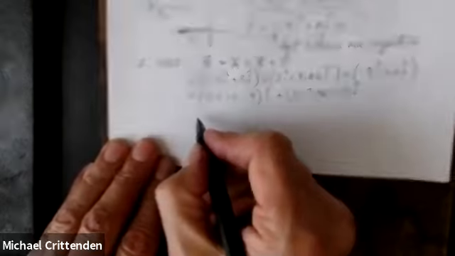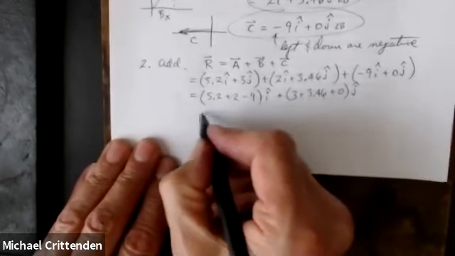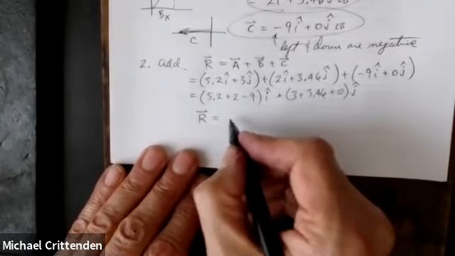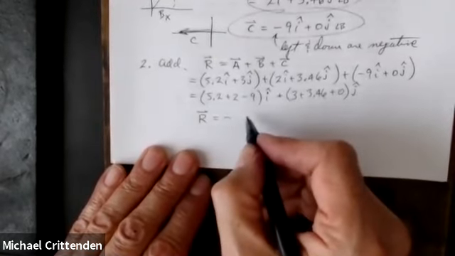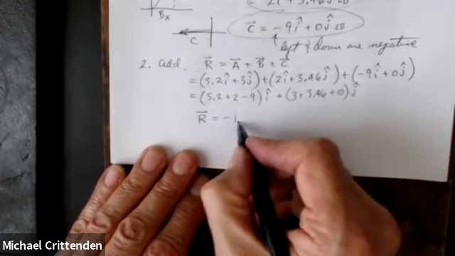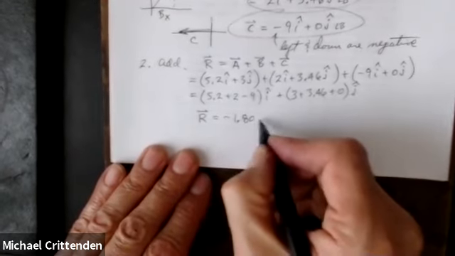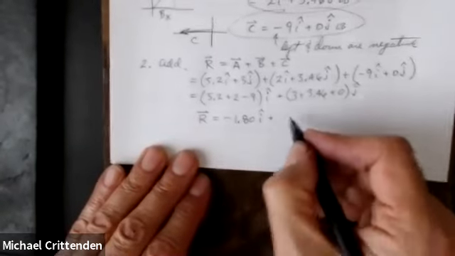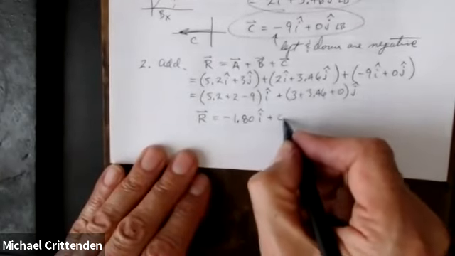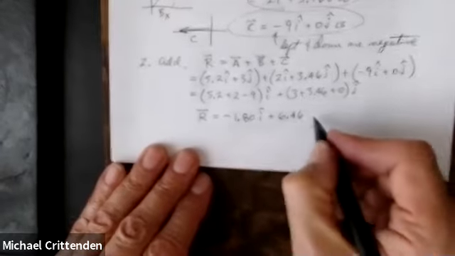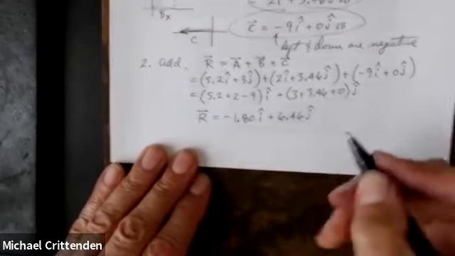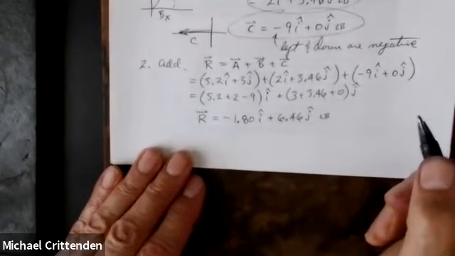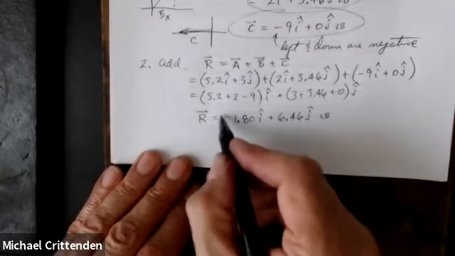Just to get the answer written down, first of all, the resultant, the answer to the question, is negative 1.80 i plus 6.46 j. Don't forget the unit. This is measured in pounds. It's a force measured in pounds.